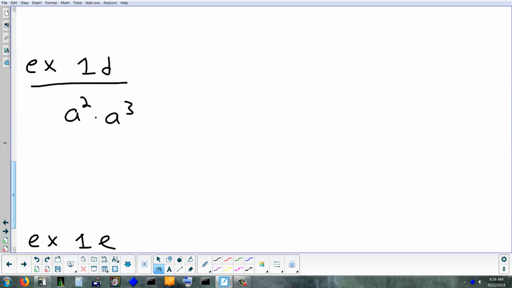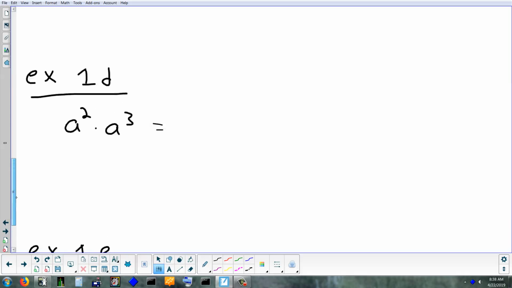How about this one? All right, what can we do here? You can't add them. All right, what are we looking for? Same base. Do we have the same base? Yes, we do. A. So what's the base going to be in the final answer? A. It stays the same. But what do we do with the exponents? Combine them. How do you combine them? Like Joe just said, add them. Thanks, Joe. What's 2 plus 3? 5.